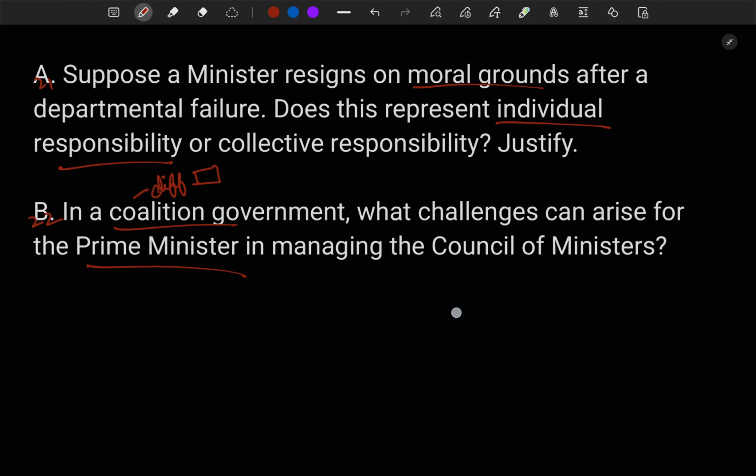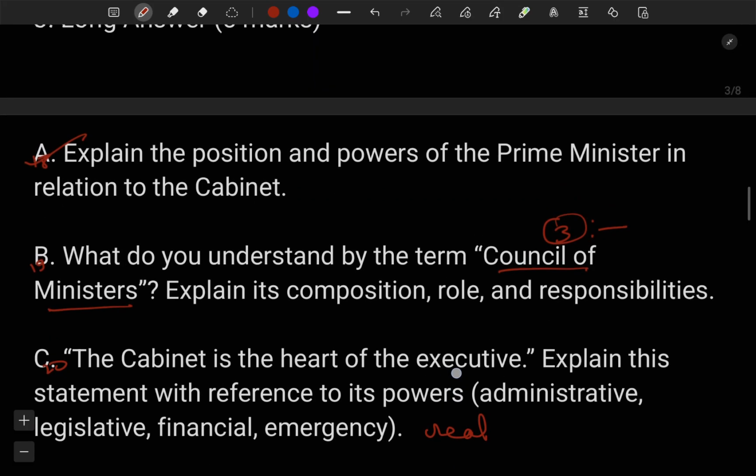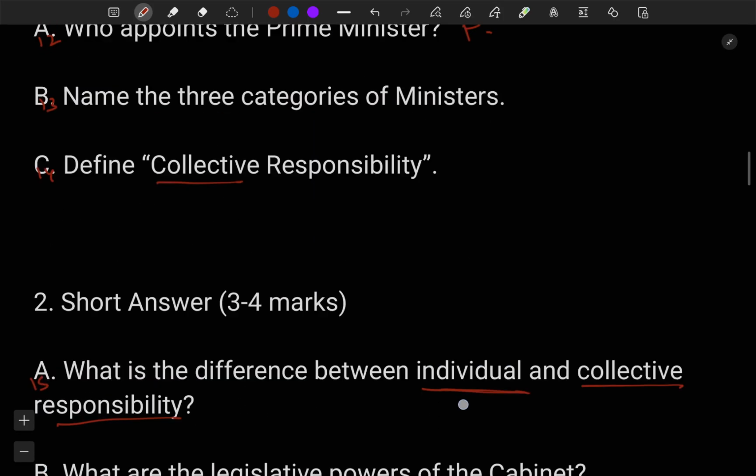So these were the practice questions, and all of these were also asked in previous year question papers.